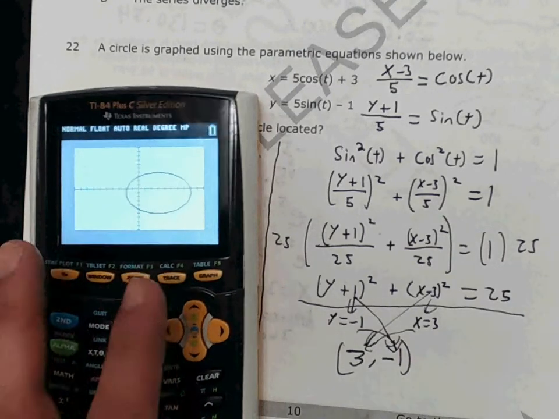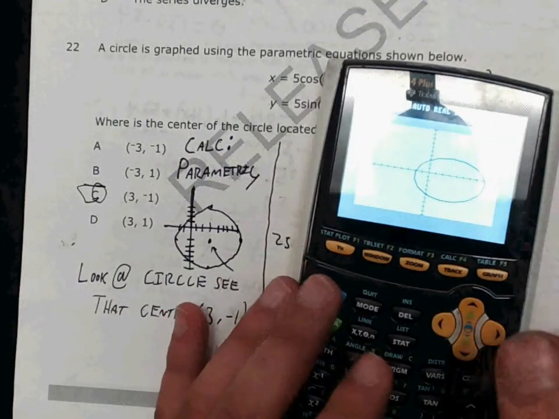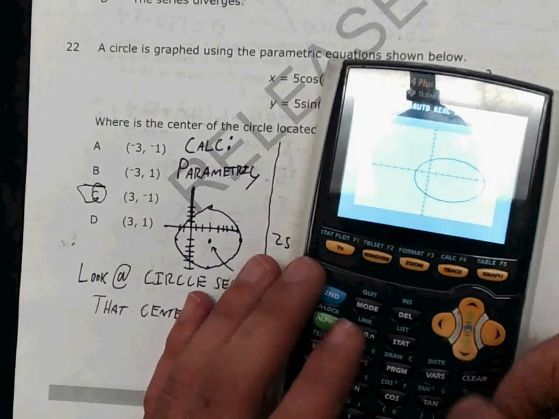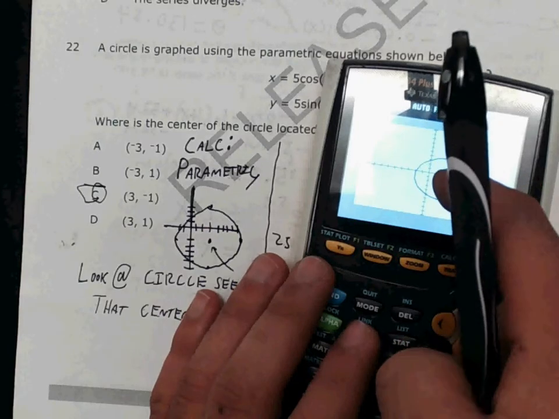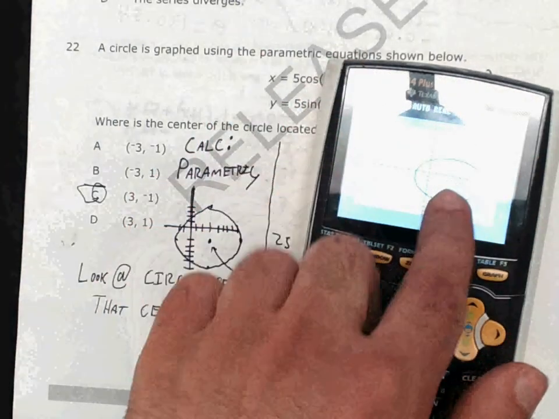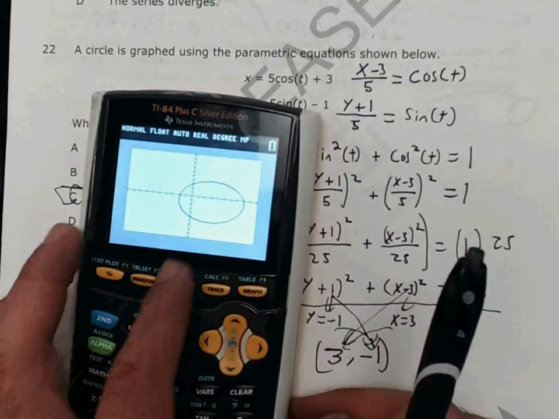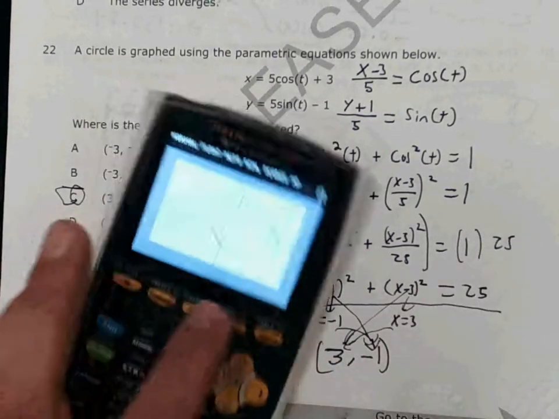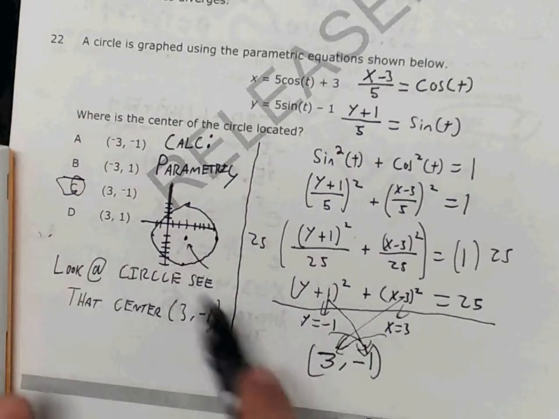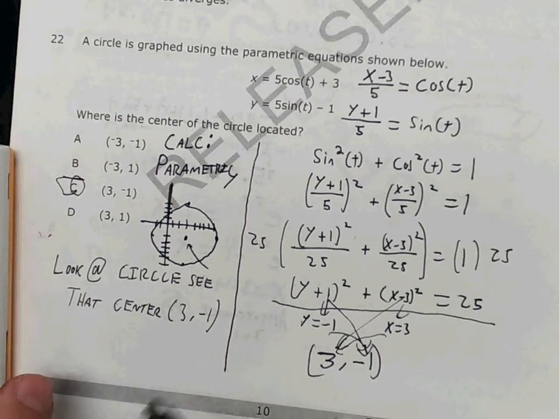And you can kind of see that out of the answer choices, the true center is going to be 3, negative 1, because the circle's more downward than upward. So 3, negative 1 is the best option. So you could also graph it parametrically, but be careful. You got to be able to interpret this circle.